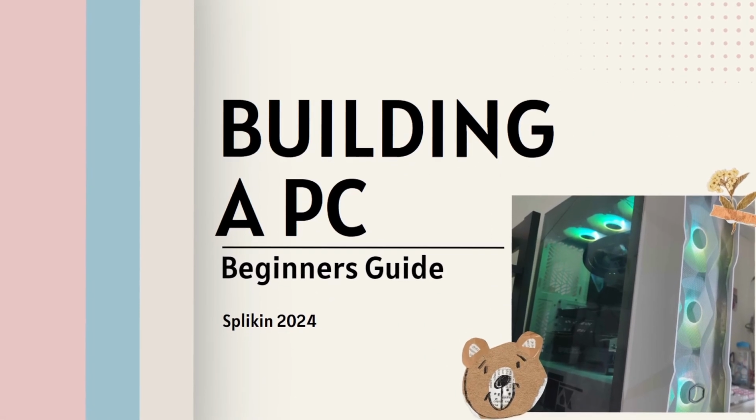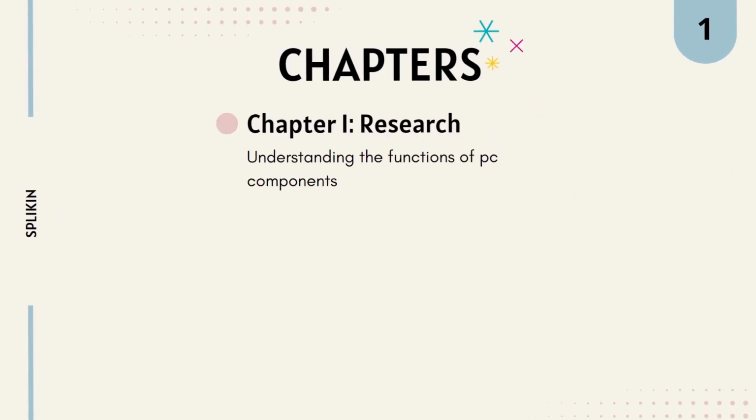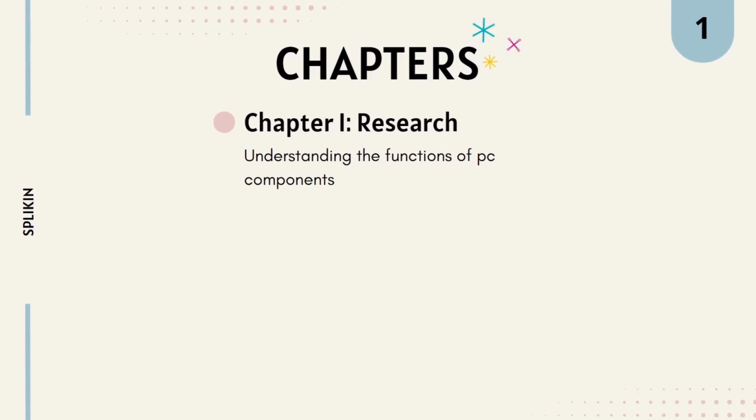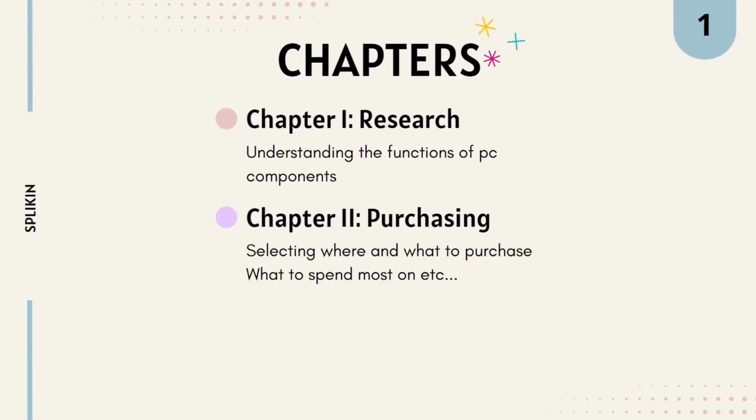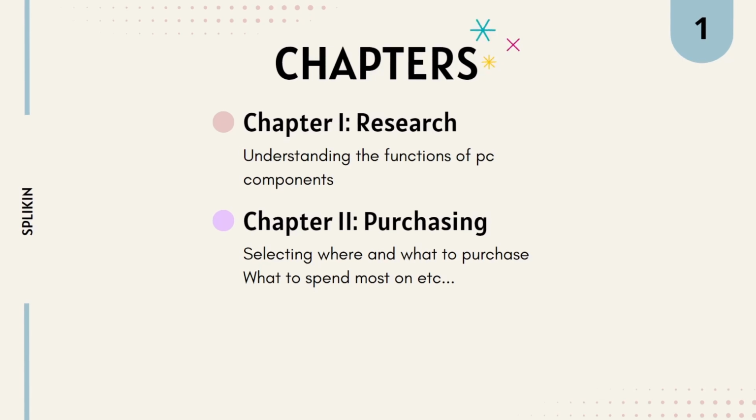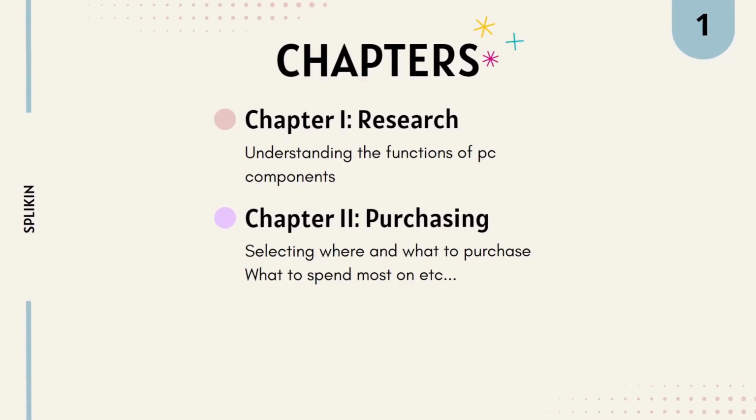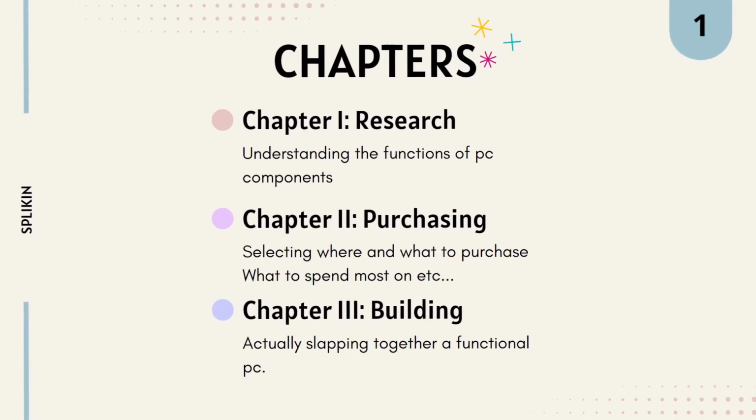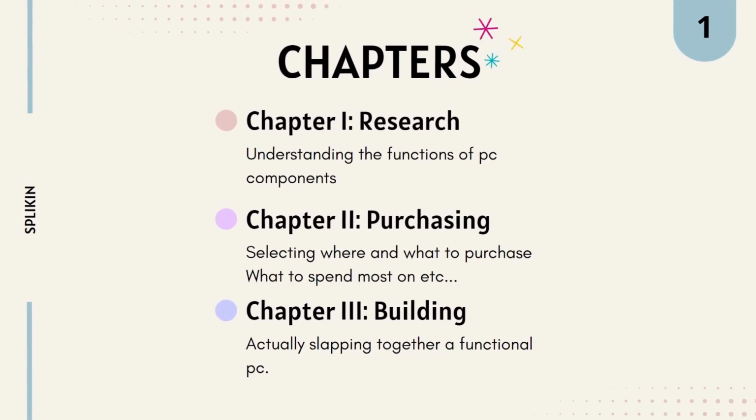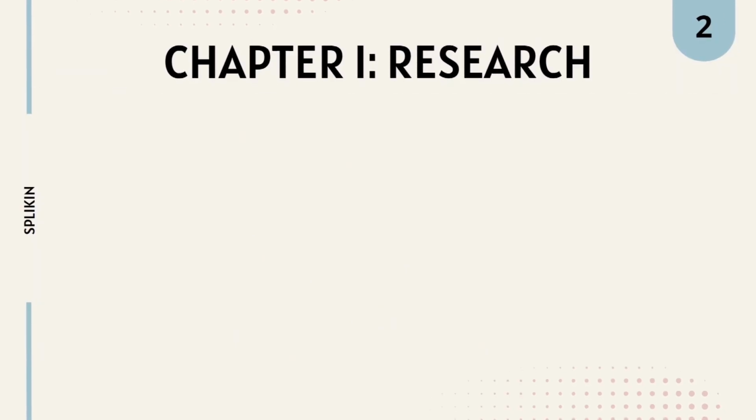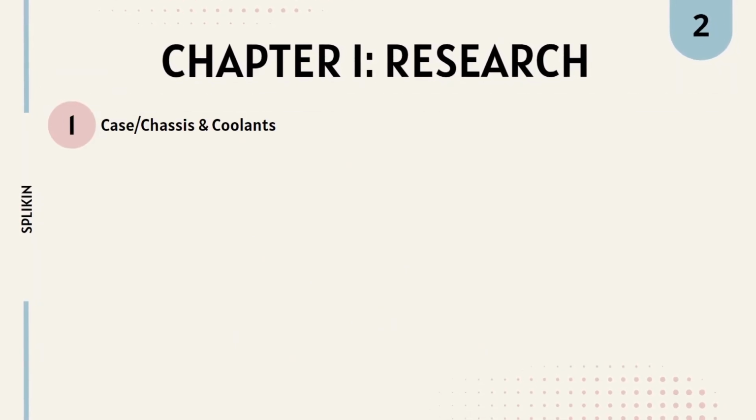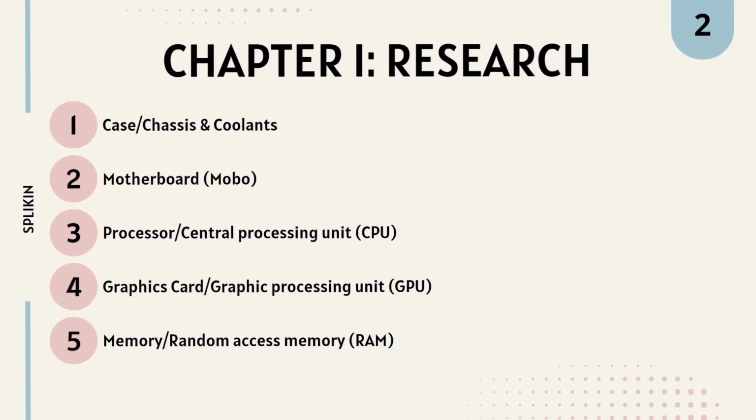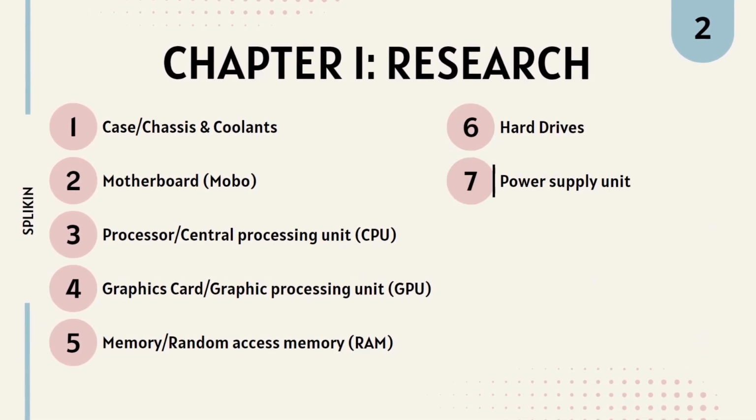In this guide, we'll be going over 3 main topics. First, the research, in which we'll understand the basic functions of PC components, as well as what is a good standard for today. In the second chapter, we'll go over purchasing, selecting where and what to purchase and what to spend most on. In the final chapter, we'll focus on how you actually slap together these components to build a functional PC. The first chapter will go over 7 different components: the case, the motherboard, processor, graphics card, the memory, hard drives, and the power supply unit.